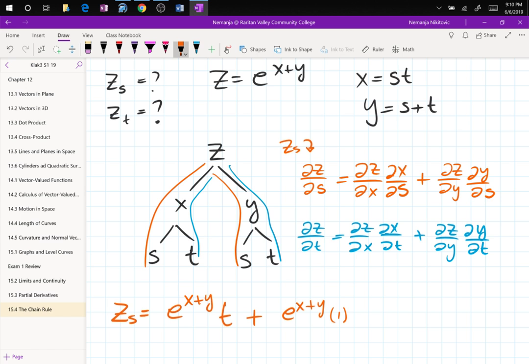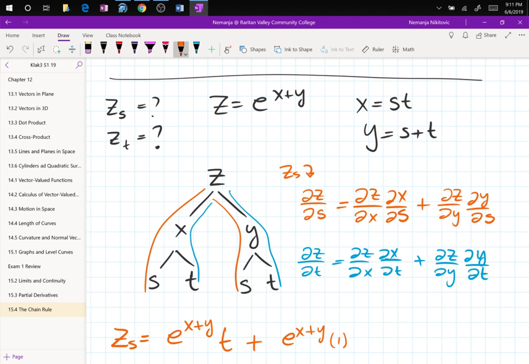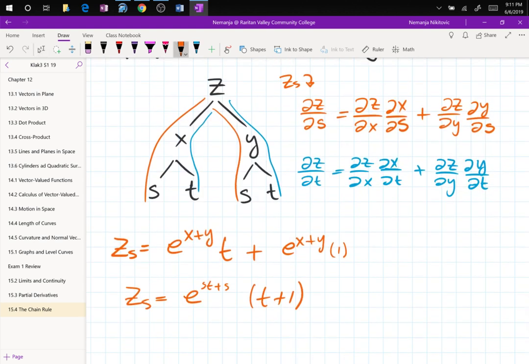And now you have to plug in the functions and make this pretty, right? How do you get rid of that t? Don't you need it to be in terms of s? That's a little confusing. It's a derivative with respect to s, but let's see. It's going to get somewhere eventually. So partial derivative with respect to s, we have e, and then I have t plus 1, as if I factor out. X is given as what? St, plus, and y is given as s plus t. There you go.